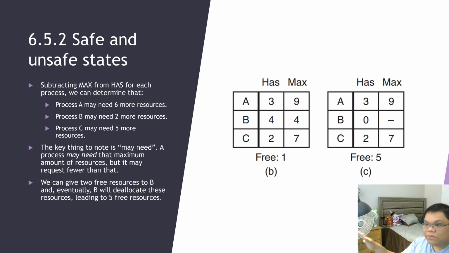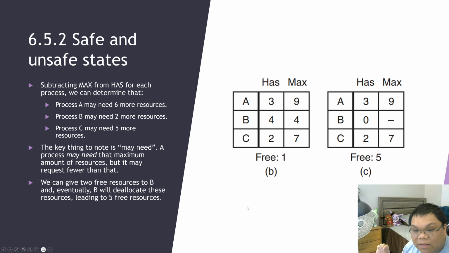If we subtract has from max, we know that process A may need 6 more resources. Process B may need 2 more resources. And process C may need 5 more resources. We know we have 3 free resources left. If process B requested its maximum number of resources, is there enough that we can give it those resources? Yes, because we can't fulfill process A or C's maximum requests.